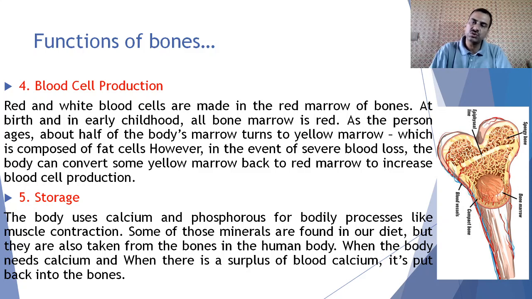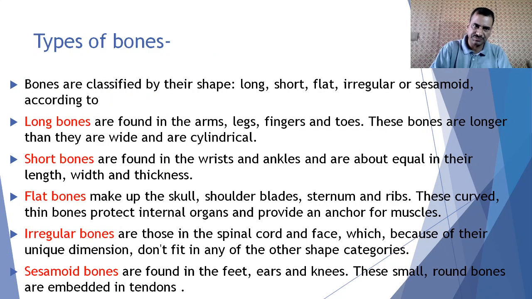Next important function is storage. The body uses calcium and phosphorus for bodily processes like muscle contraction. Some of those minerals are found in our diet, but they are also taken from the bones in the human body. When the body needs calcium, it is taken from the bone, and when there is a surplus of blood calcium, it is put back into the bone. It means the calcium in the bone can be utilized for the body's needs, and if the calcium is more, then it can be stored in the bones.